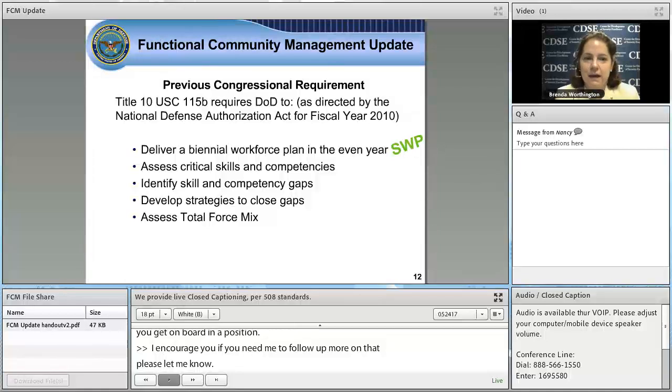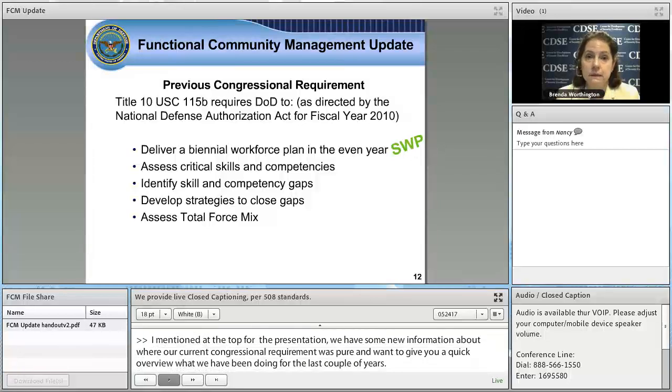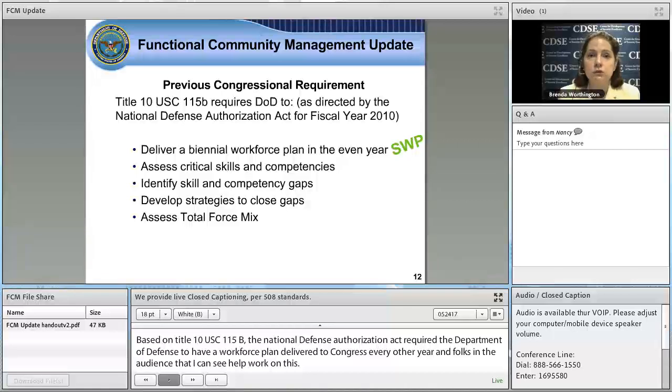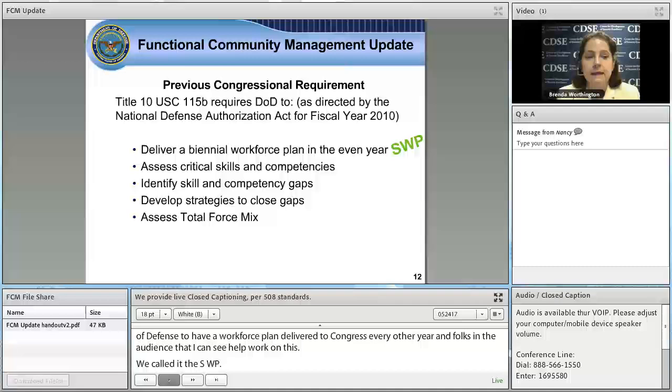I mentioned at the top of the presentation that we've got some really new information about what our current congressional requirement was. I want to give you a real quick overview of what we have been doing for the last couple years. Based on Title 10 USC 115B, this, through the National Defense Authorization Act, required the Department of Defense to have a workforce plan delivered to Congress every other year. And folks in the audience that I can see helped work on this at the enterprise level. We called it the Strategic Workforce Plan, or the SWP. Within the SWP, we had an appendix that was just for security, and that laid out what we determined to be our goals for the security functional community going forward.